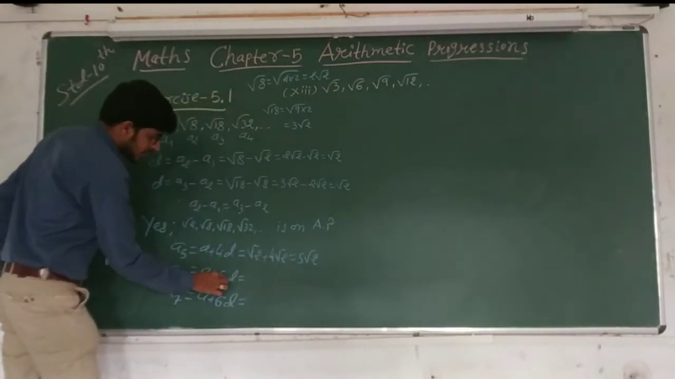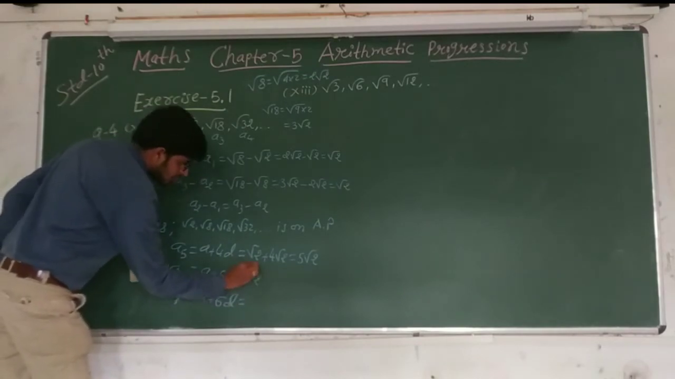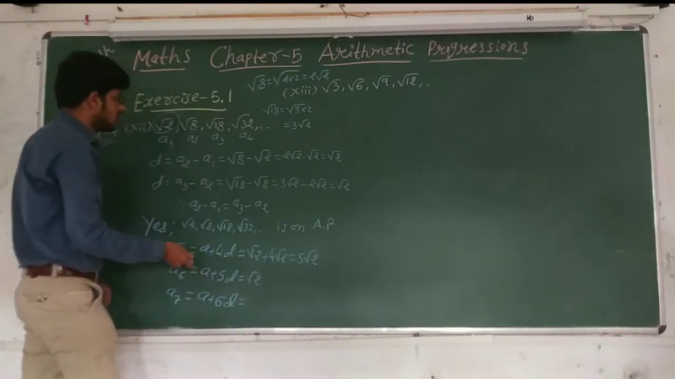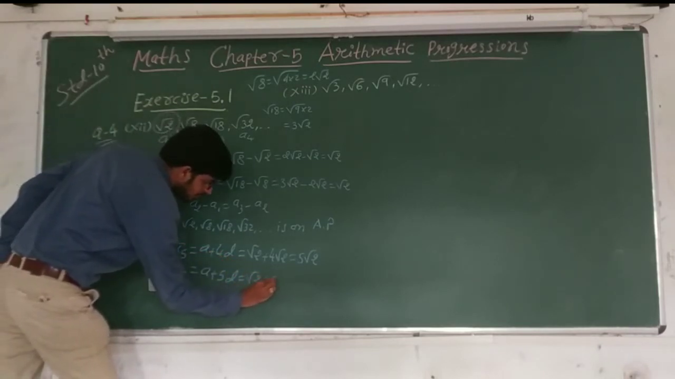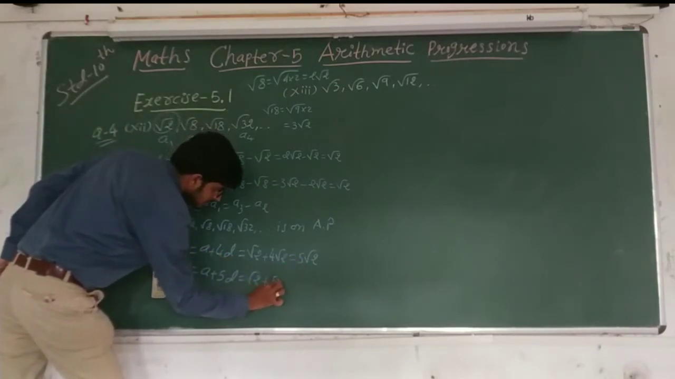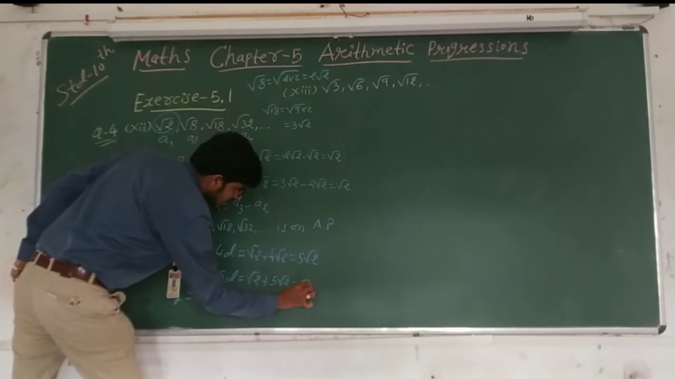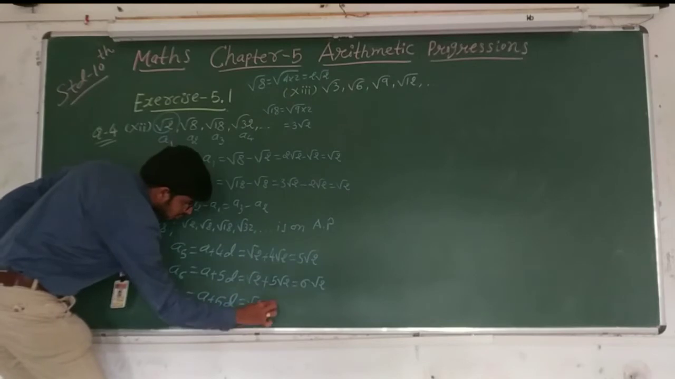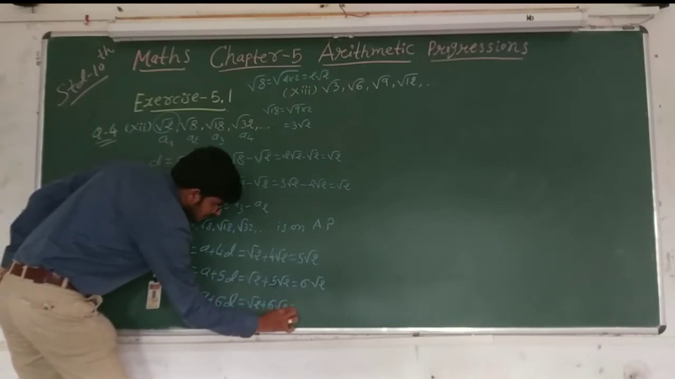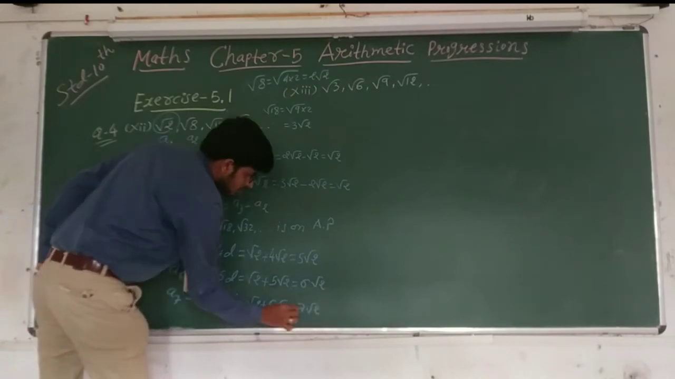Next, a plus 5d. Again we have to put the values of a and d. The value of a is √2 and the value of d is again √2. So √2 plus 5 times √2. So 5 plus 1, 6 times √2. Same thing here, we put the values of a and d. So √2 plus 6 times √2, so 7 times √2.